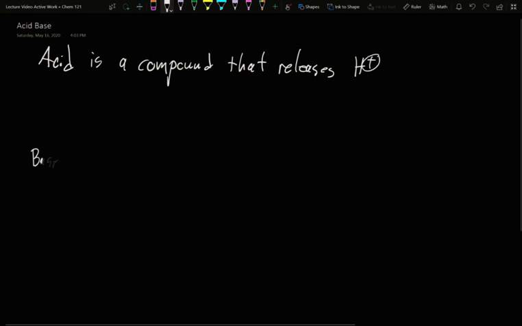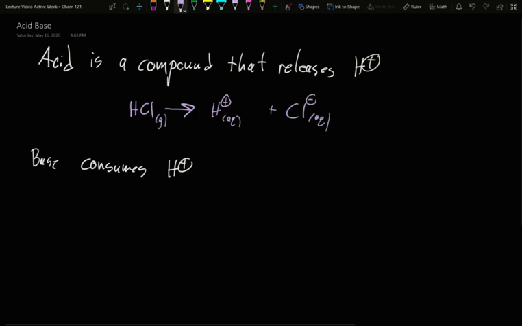A base consumes H+. How this actually looks, if we have something like hydrochloric acid, well, it reacts and creates H+ and Cl-. Really what happens is that we bubble HCl gas into water and we create aqueous H+ and aqueous Cl-. In this case, HCl is our acid. It was the molecule that gave away H+.